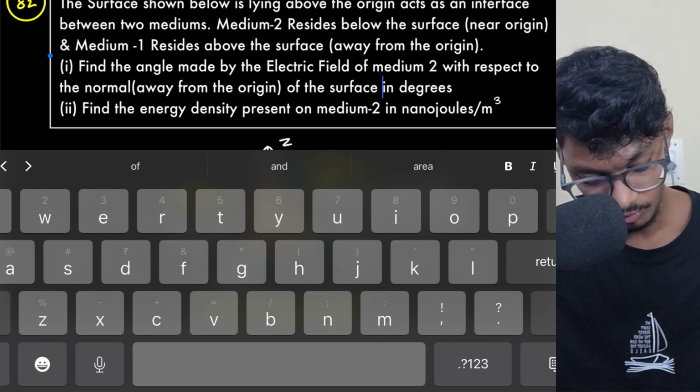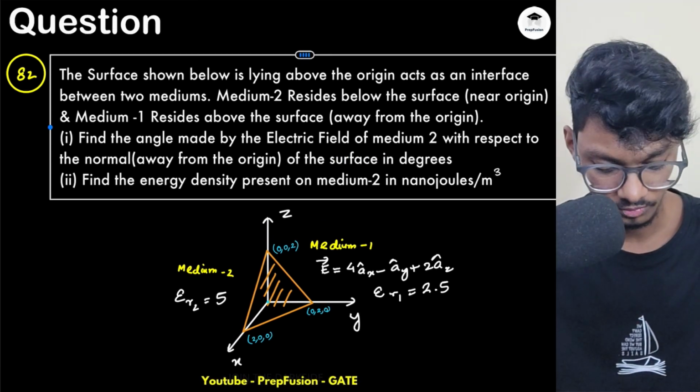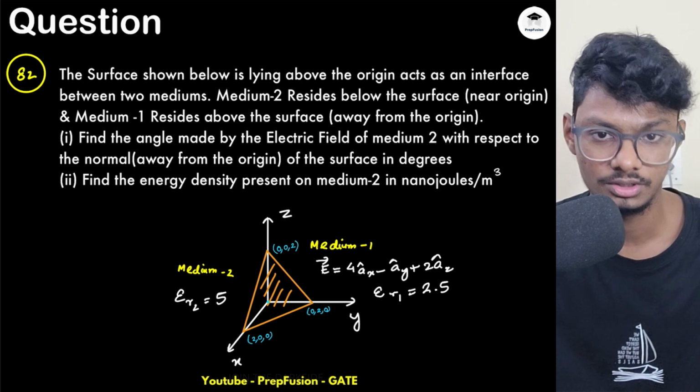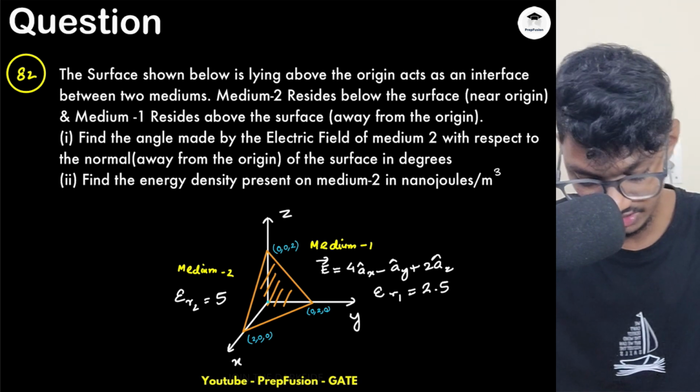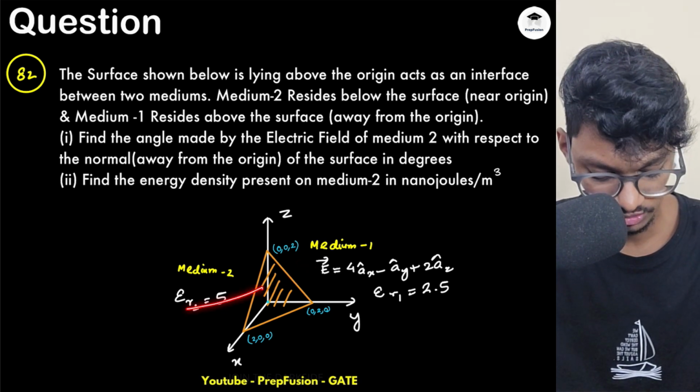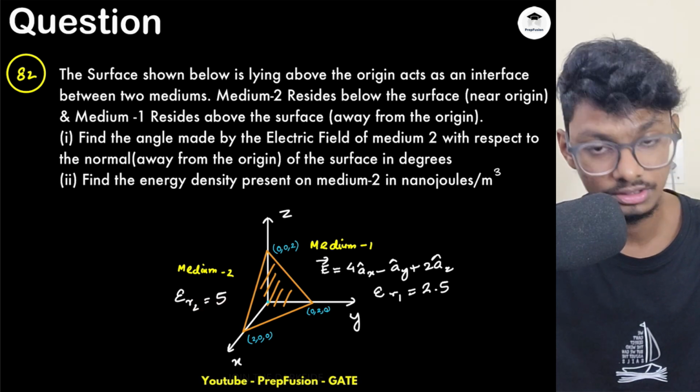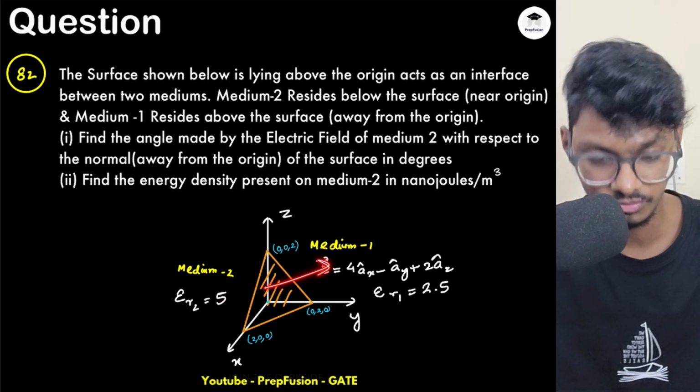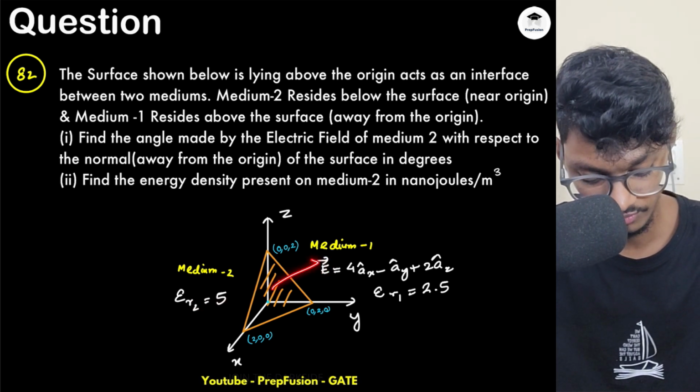Like there can be two normals of this surface, right? Obviously any surface can have two normals if it is not enclosed, if it is not a closed wall. So this can be a normal, and this also can be a normal. But it is telling us to find the angle with respect to the normal away from the origin, not towards the origin, right? So I will find the normal here.